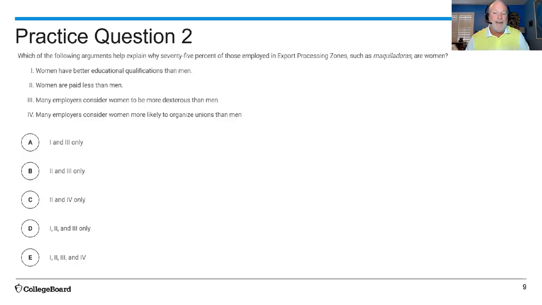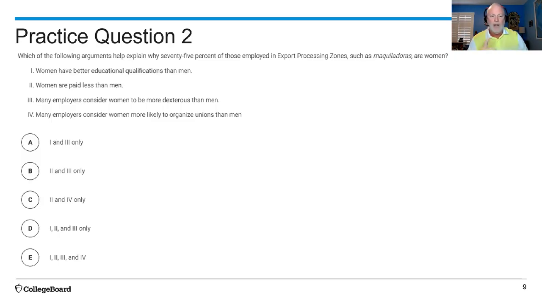Women have better educational qualifications than men. We generally know that that's not going to be true yet. Again, things are getting better. Lots more girls are going to school than ever before. But I don't know that we're going to say that's better. So we can get rid of 1 for sure, right? Or of A. And therefore, we've got B has 2, C has 2, D has 3 different answers, right? And E has all of the answers. Well, we can get rid of A because we know 1's not going to be part of it, right? So now we've already helped ourselves with this question.